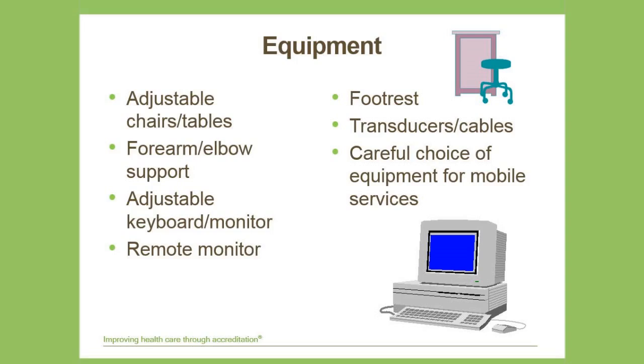Having a remote monitor. We actually have our room set up so that we not only have the monitor on the machine, but we can also see across the bed the images that we're obtaining. A footrest. That's a handy thing to have. It really helps with the lower back. Transducers and cables are becoming more lightweight, and if they're not, there are assistive devices where you can wrap a device around your wrist and take the weight of the transducer cable off your hand. It's also important to carefully choose equipment for mobile services. If the equipment is adjustable, it's really important for us to know how to adjust it, because it doesn't do any good if you're not using it.